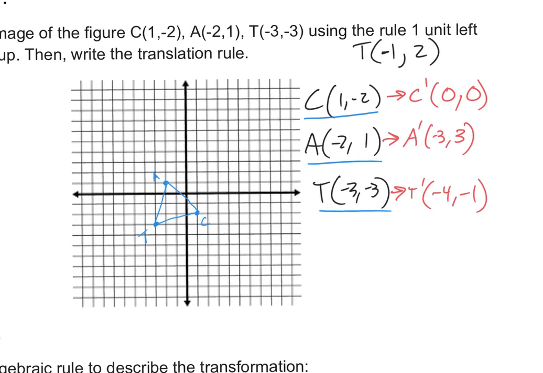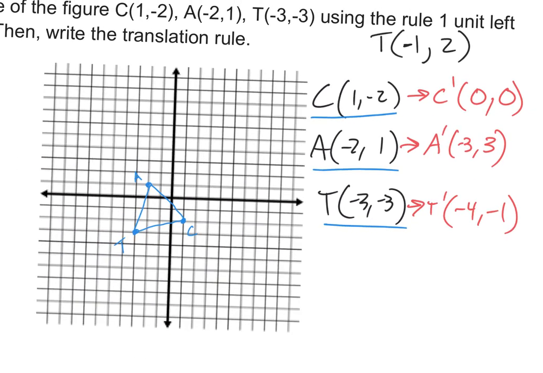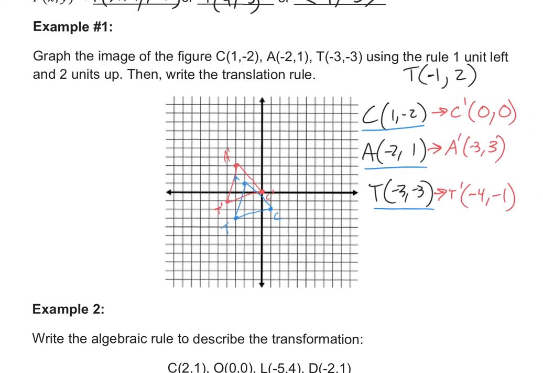So let me zoom in here a little bit. We'll plot all these points. So (0, 0) for C, that's going to be right here. So that's going to be C prime. And then A becomes (-3, 3), or A prime, I should say. And then T becomes (-4, -1). So that's right here. There's T prime. And then we can connect these dots. And sure enough, it sure looks like everything shifted up 2 and back 1, which is what they wanted us to do. 1 to the left and up 2.